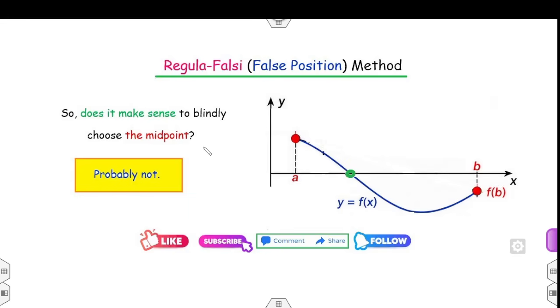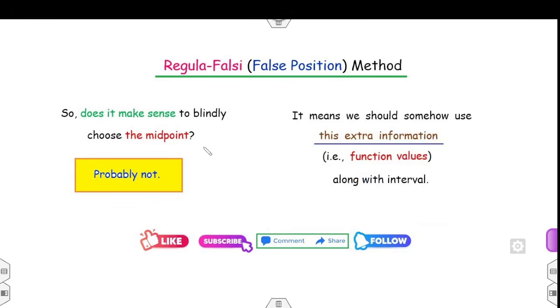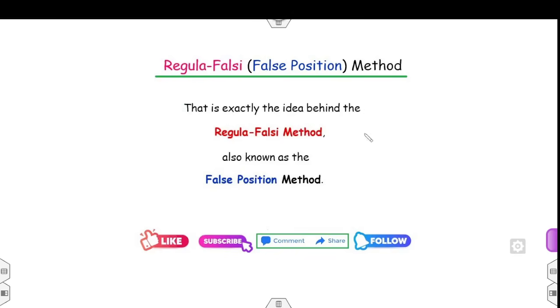Fine. So to remove this, what should we do? We need one extra piece of information, which is the function value. Like in the previous example, I gave you the function values: f(1) is 100, f(2) is minus 2. That extra information will give you a better idea of where the root is. And that is the idea behind the Regula Falsi method.